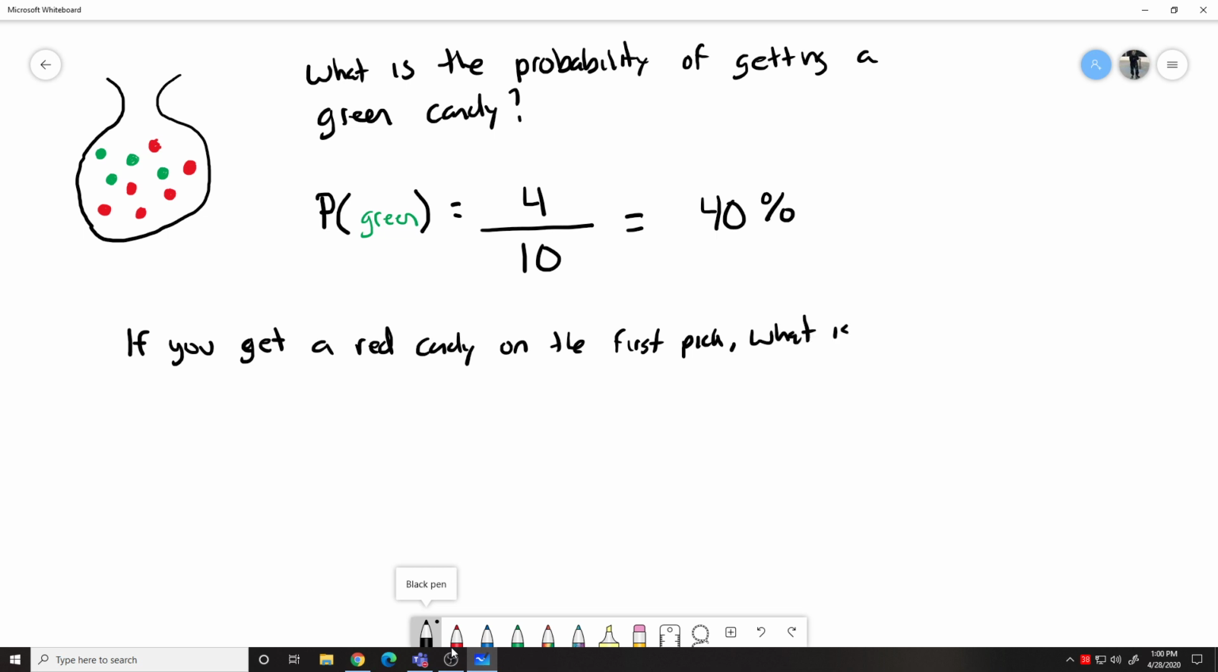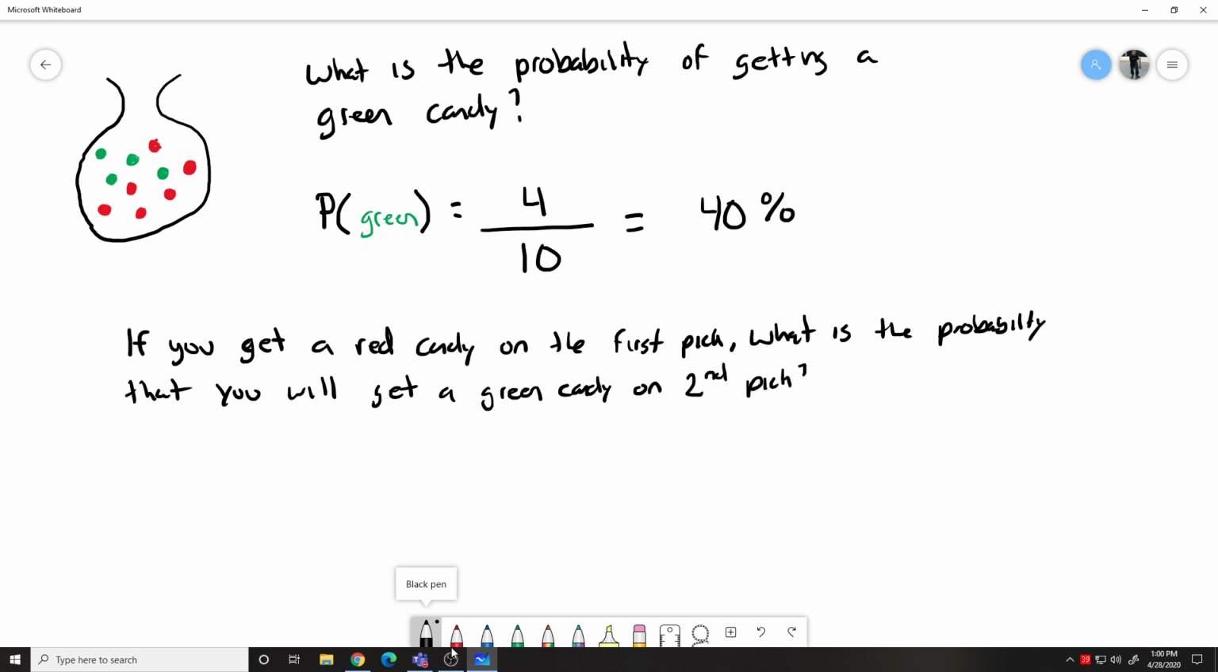What is the probability that you will get a green candy on the second pick? Okay, now we're still keeping this a simple probability because we're telling you what happened on your first pick.